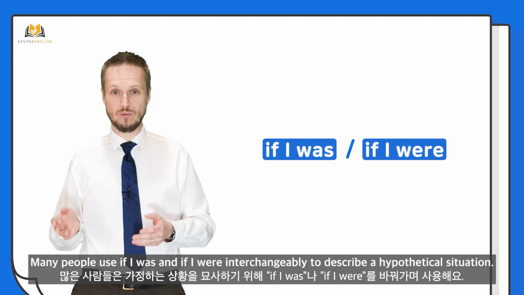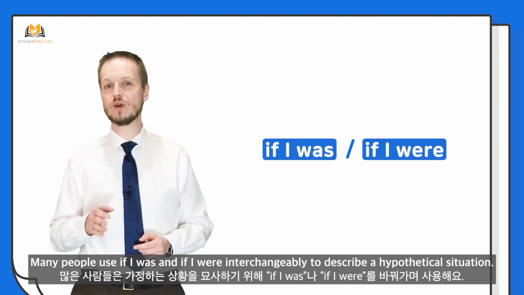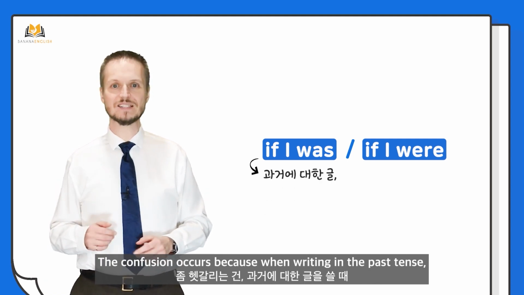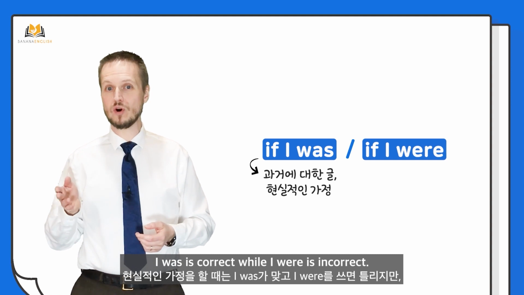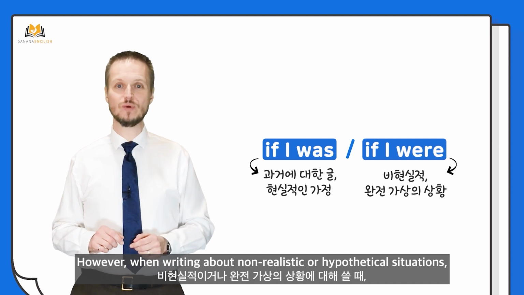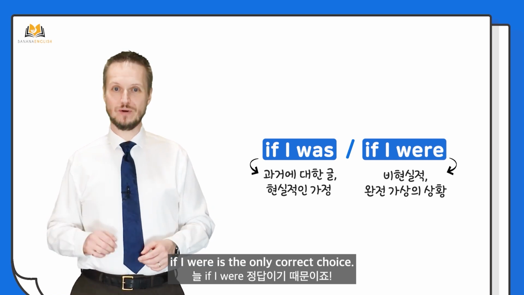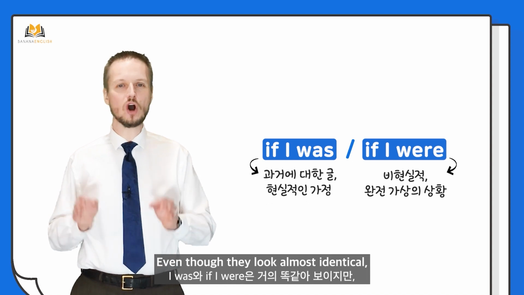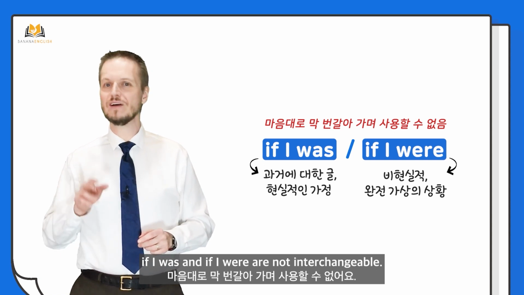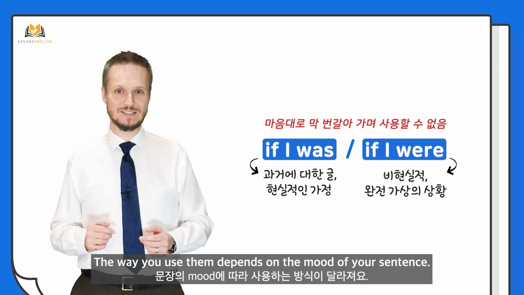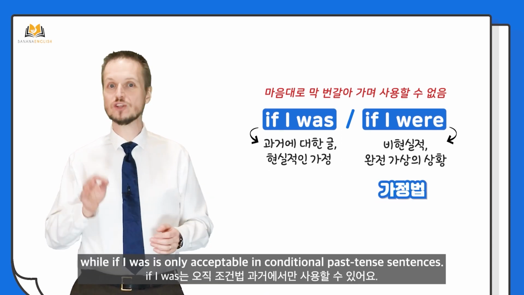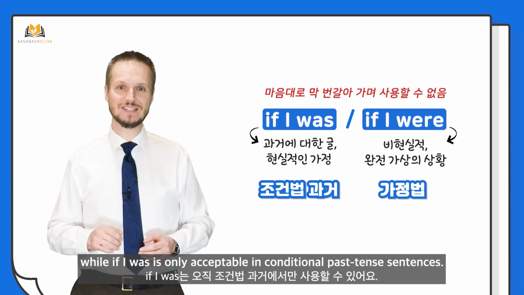Many people use if I was and if I were interchangeably to describe a hypothetical situation. The confusion occurs because when writing in the past tense, I was is correct, while I were is incorrect. However, when writing about non-realistic or hypothetical situations, if I were is the only correct choice. Even though they look almost identical, if I was and if I were are not interchangeable. The way you use them depends on the mood of your sentence. If I were is appropriate in the subjunctive mood, while if I was is only acceptable in conditional past tense sentences.